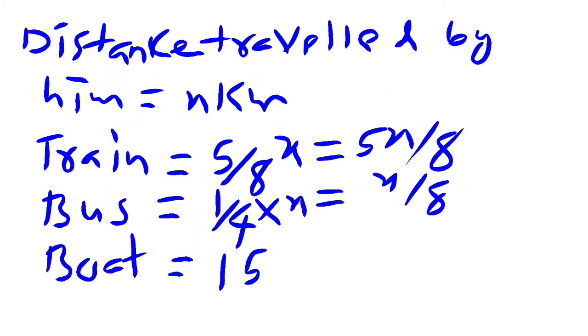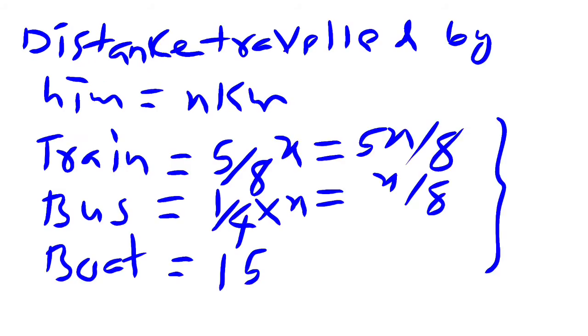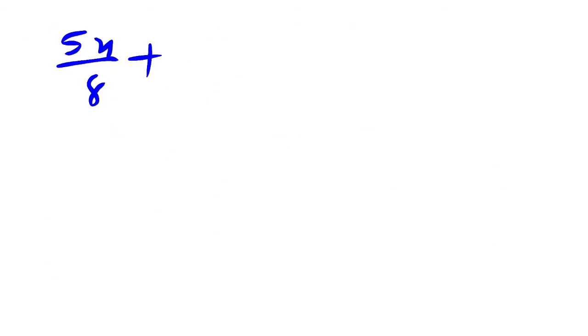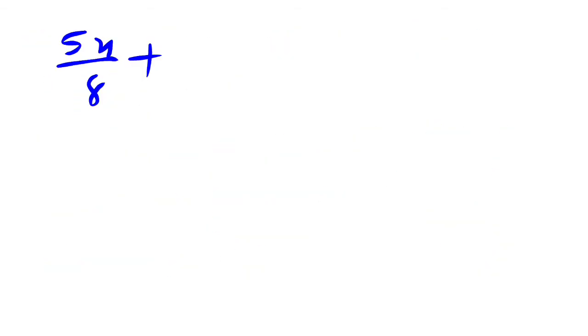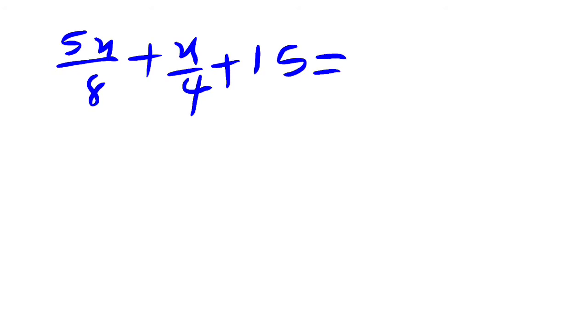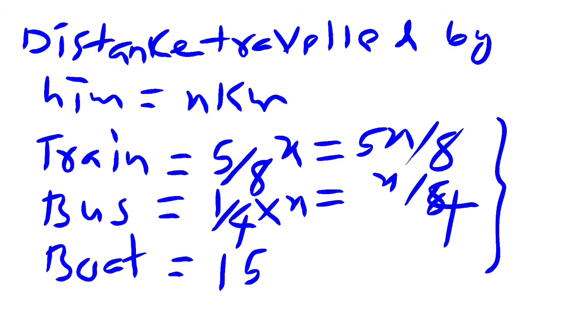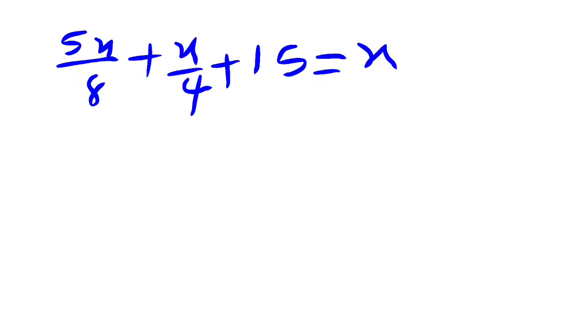So let's add these three distances. First distance 5x by 8, second distance x by 4, and the third distance is 15 kilometers. It equals the total distance, which we selected as x kilometers.